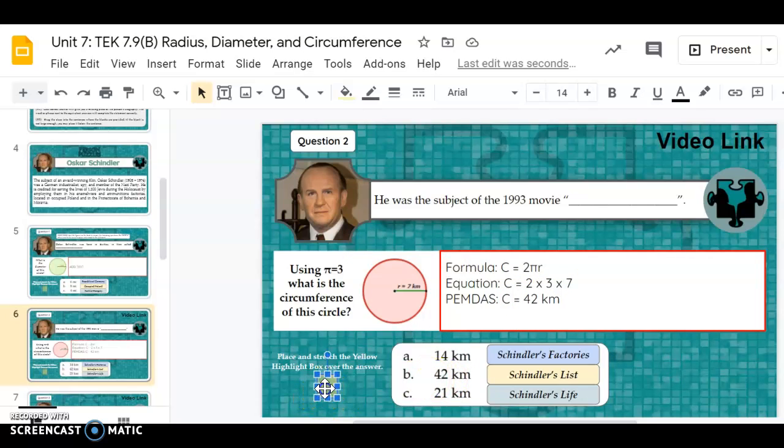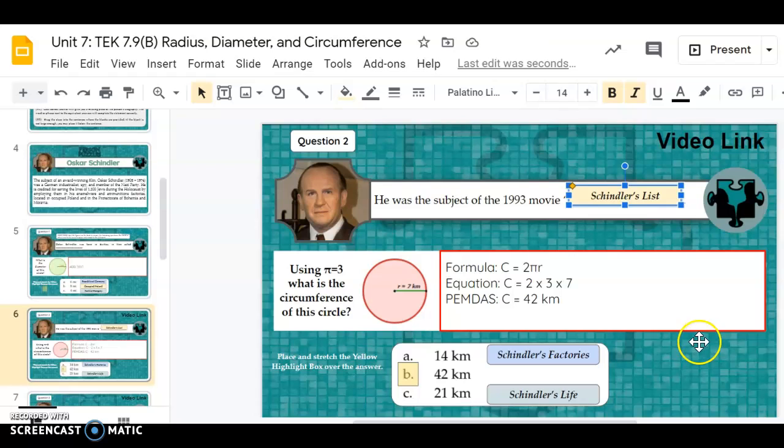You bet I do. So I'm going to take this, move it over to B. I'm going to click on this, make sure I have my white cross, and drag and drop it up here. So Oskar Schindler, he was a subject of the 1993 movie Schindler's Factories. Whoops, I grabbed the wrong one. That is not correct. I know that because it's called Schindler's List. So if you grab the wrong one, take it back down and grab the correct one.